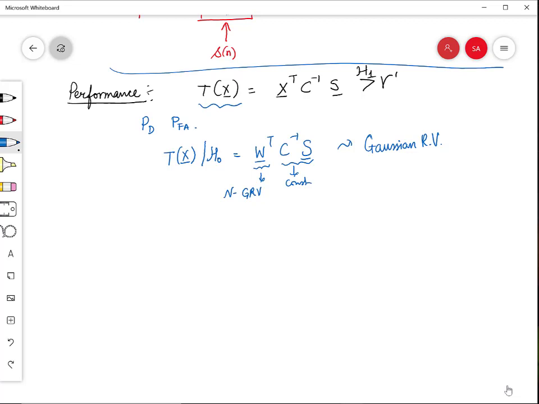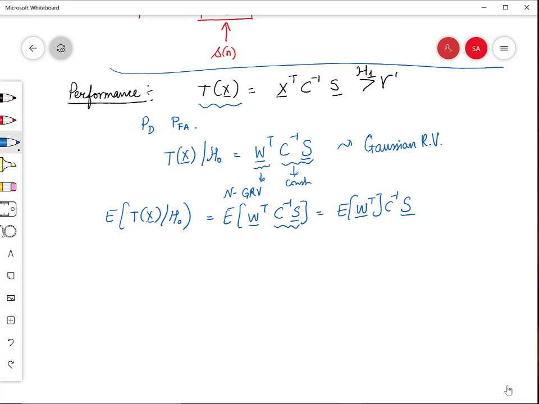Now I have to figure out the mean and variance of this Gaussian random variable. Let's take the expectation of T of X given hypothesis H0 is correct. When I take the expectation of W transpose C inverse of S, the constants come out of the expectation. Expectation of W transpose, we know, is 0, so this turns out to be 0.